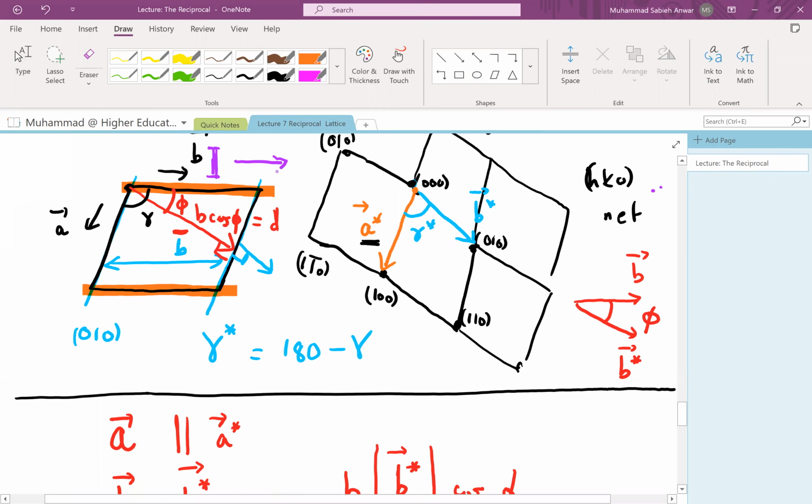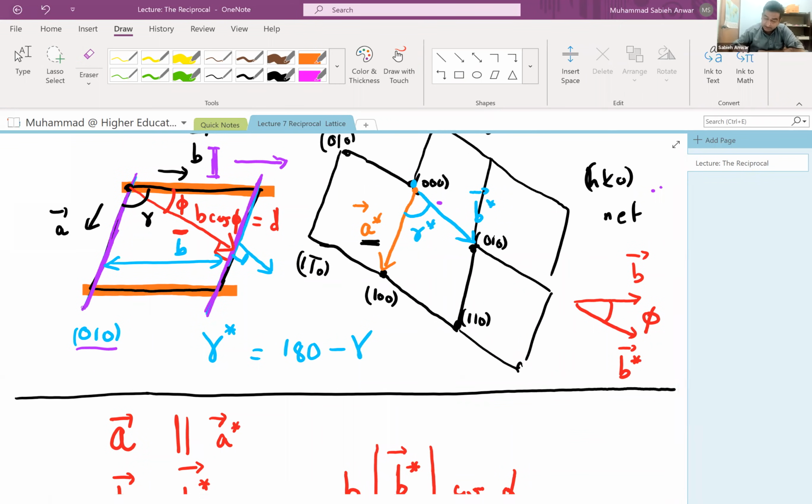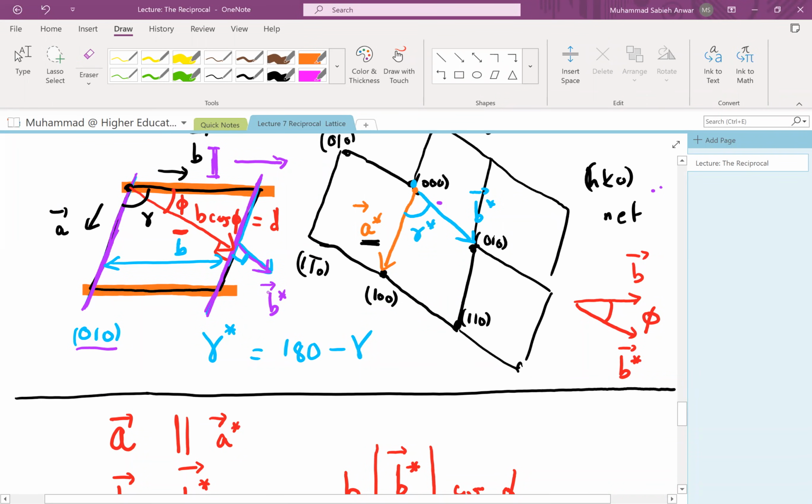Okay. Now the plane 0, 1, 0 has an orientation shown here in purple. Now the vector that is normal to this plane is going to be B star, and this is the vector. Of course, B is not the same as B star. They are not parallel to one another. They are coplanar, but they have a mutual angle between them. Okay, so this is B star, this is B.